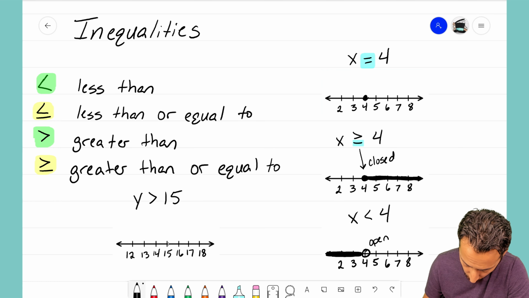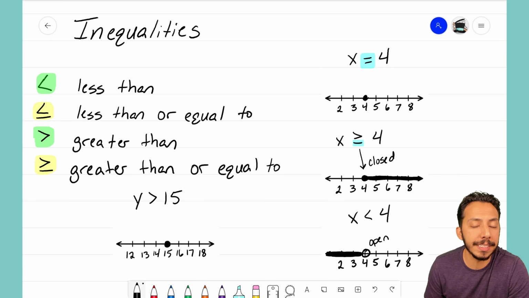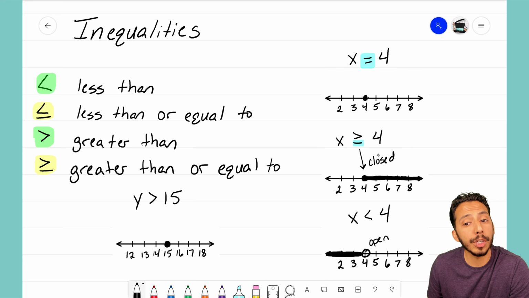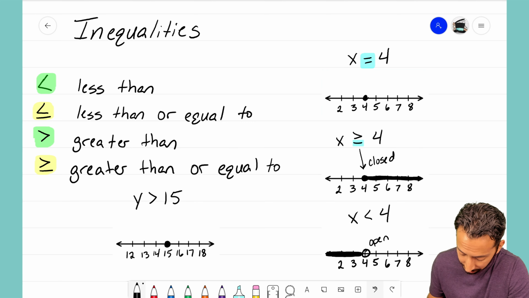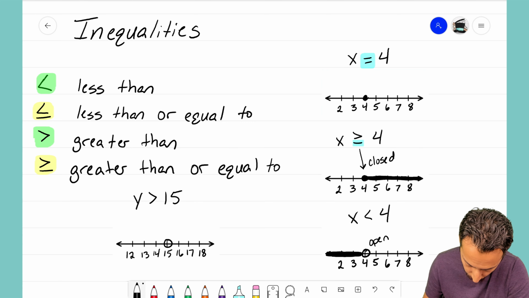So I know that I'm going to have a dot there at 15. But oh, I did just notice that there is no equal sign here. This is not y is greater than or equal to 15. It's just that y is greater than 15. So that dot at 15 should not be closed, because remember, closed dots only occur when there is an equal sign. There's no equal sign. That dot needs to stay open.